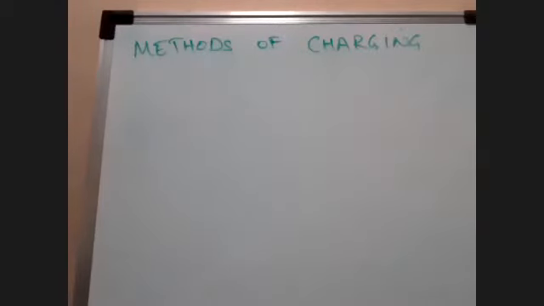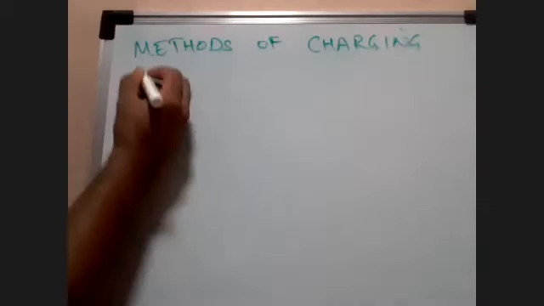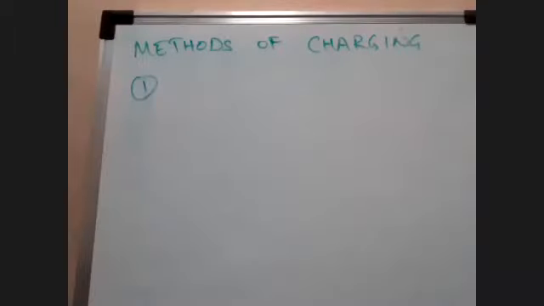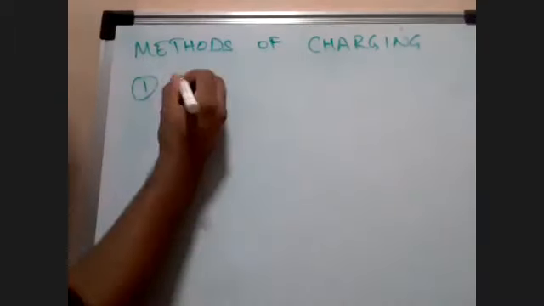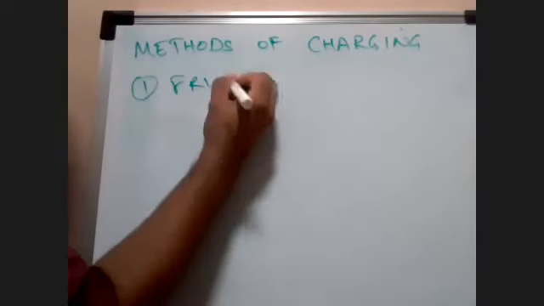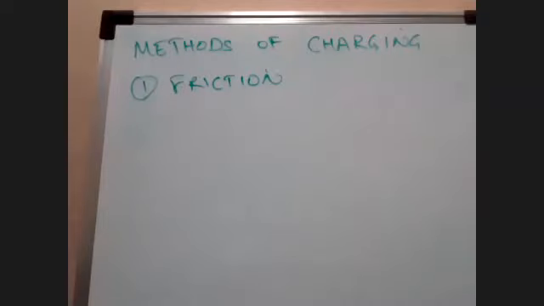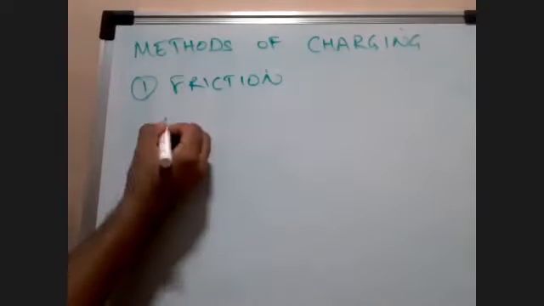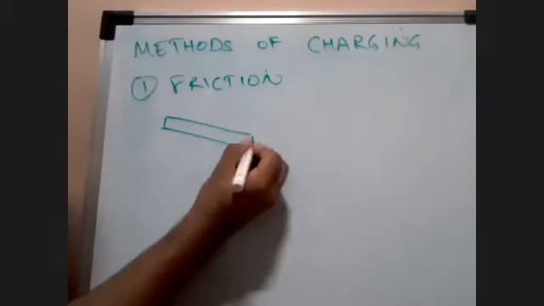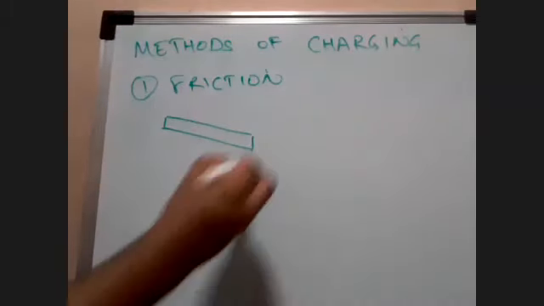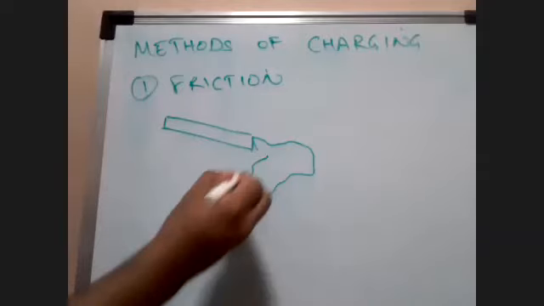Okay, so what are the methods of charging? There are three methods. Look at the first method. The first method of charging is basically friction. Now, what do you mean by friction? What happens during friction? Suppose you take a simple glass rod and rub it with a silk cloth.